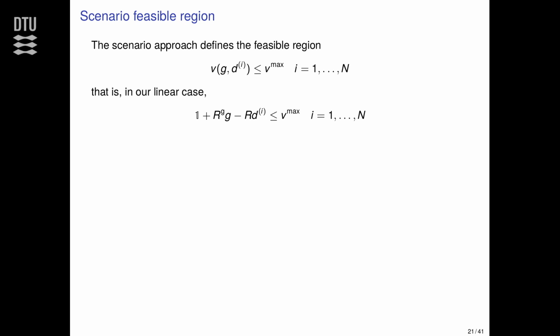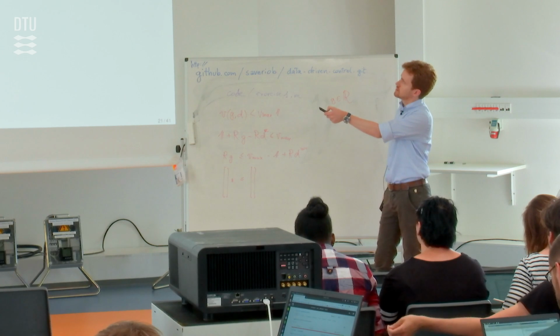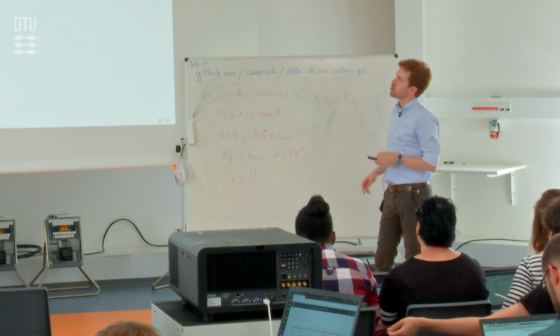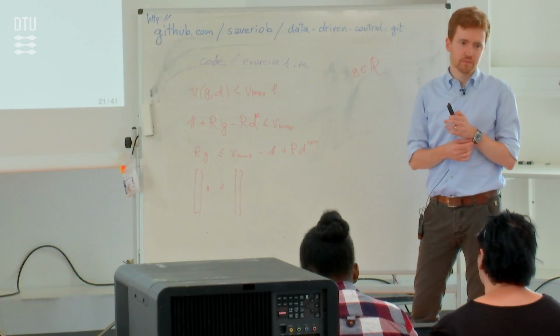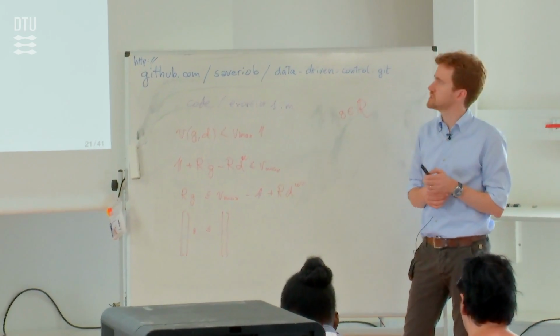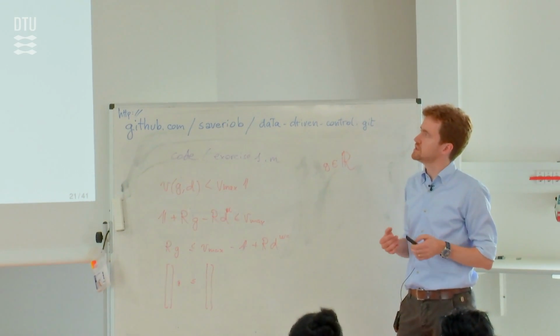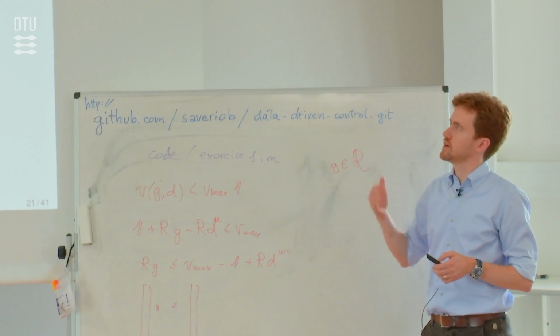While for the robust one, you have the worst case D here. And now you have one of these for every sample. There are many, okay? But they are all linear inequalities. So this is a bit easier because it's linear inequalities and you're trying to maximize a linear cost function. This is fine.